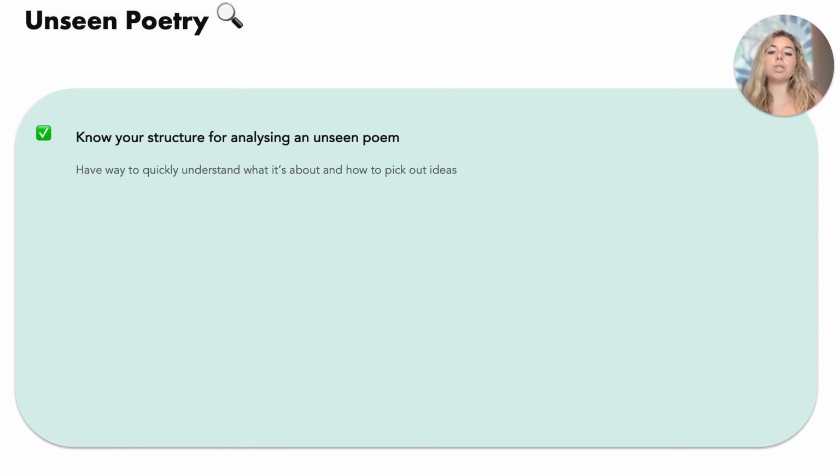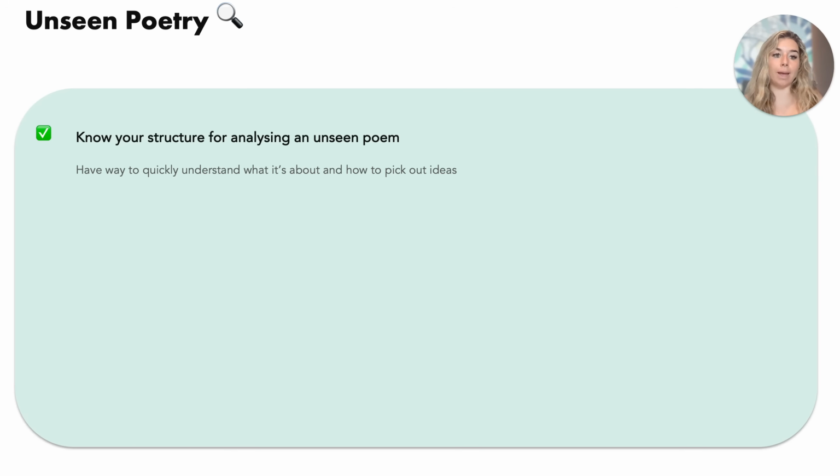Cool. Now let's look at unseen poetry, because I know that this is the one that you guys struggle a lot with. So what we want to do is we want to know your structure for analysing an unseen poem. So we want to basically have a quick way to understand what it's about and how to pick out ideas. So in the same way that you would pre-learn a quote for literature, I want you to pre-learn a way to approach each time you analyze an unseen poem.